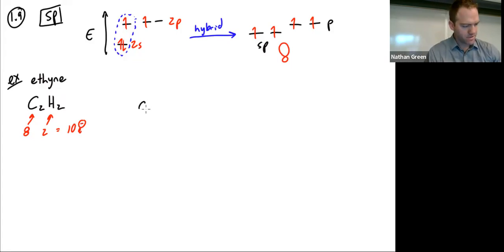Carbons like to be in the middle. So let's put a carbon here. 1, 2, 3, 4, 5, 6, 7, 8. Put a carbon over there. 2, 4, 6, 8, 10. Maybe a hydrogen here and a hydrogen there. Ethine.